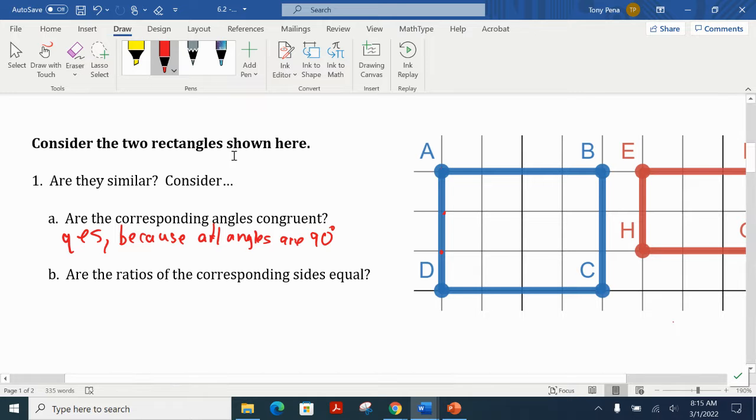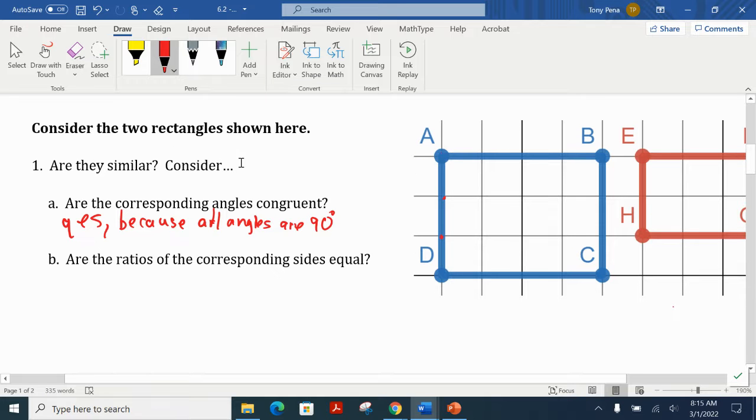Then what we were on is, are the ratios of the corresponding sides equal? So we'll do the left-hand side compared to the left-hand side. So if I'm at D, I go up 1, 2, 3 steps. So this has a length of 3. The red rectangle, if I start at the bottom, I would go up 1, 2, giving this one a length of 2. So one of the ratios on the sides is 3 to 2.